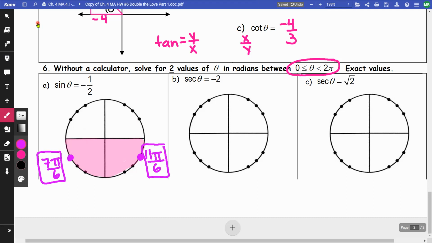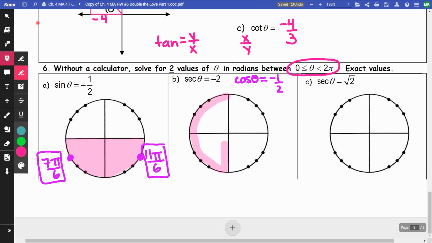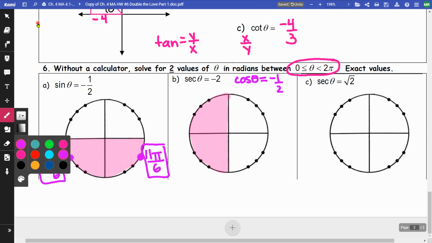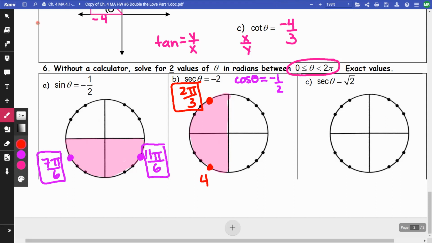For secant, it is the reciprocal of cosine. So basically, I really want cosine of the same angle theta. And if the secant is negative 2, the cosine would be a negative 1/2. My cosine is negative in quadrants 2 and 3. So my secant is negative in 2 and 3. And I basically want to think about where my cosine is a negative 1/2, which is going to be here and here. And this is going to be 2 pi thirds and 4 pi thirds.